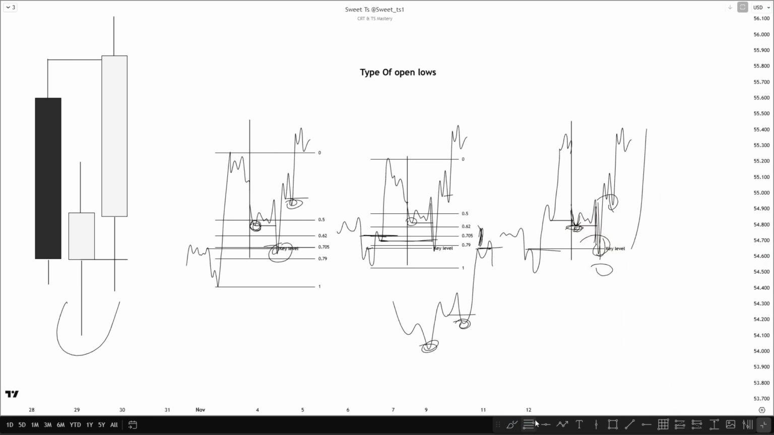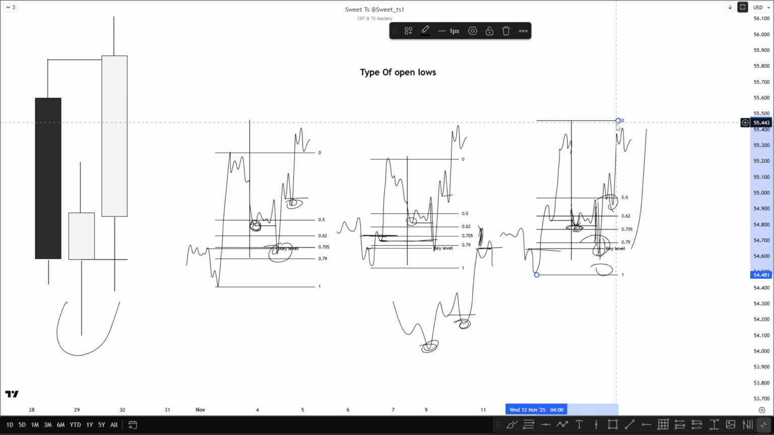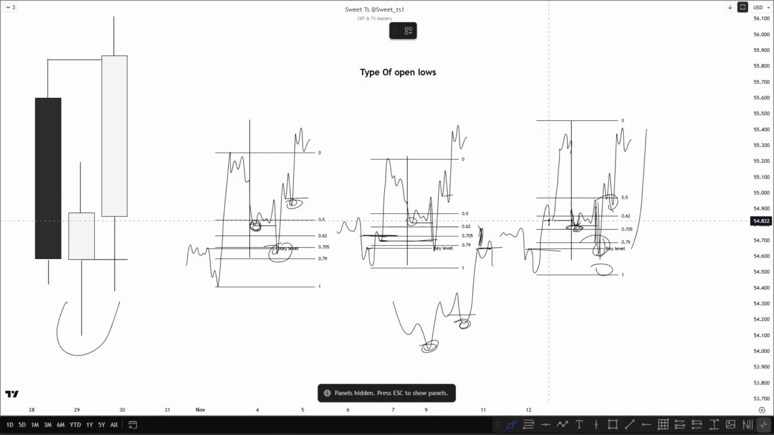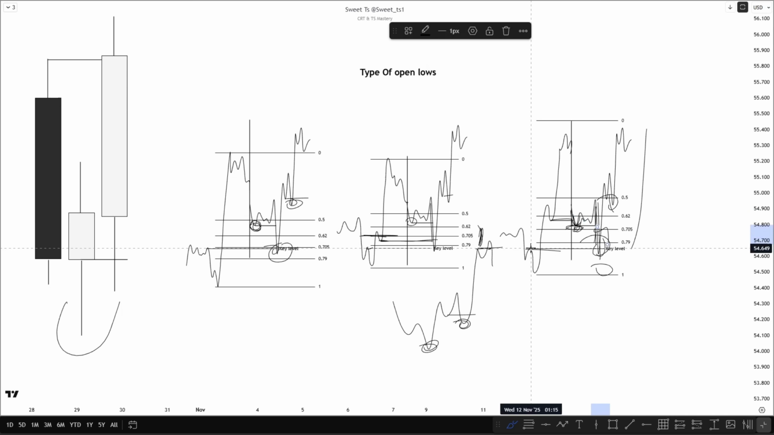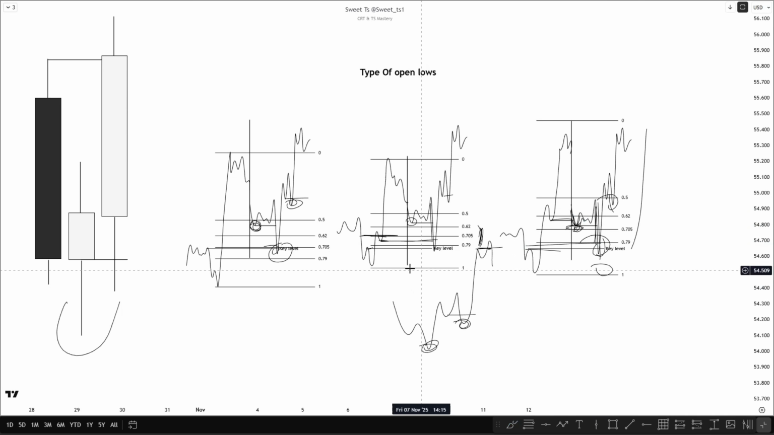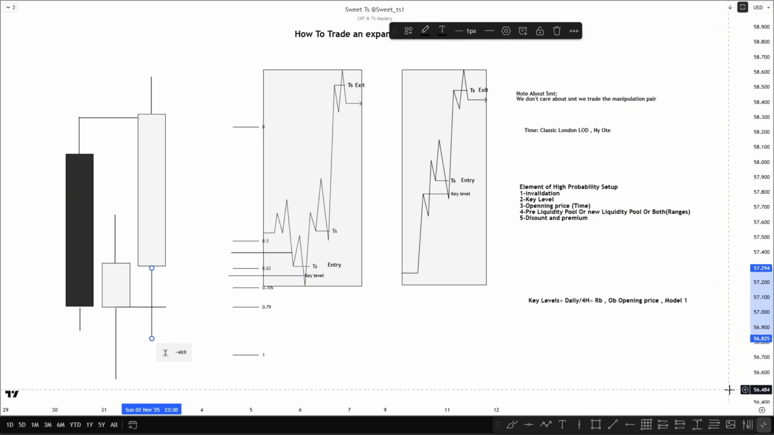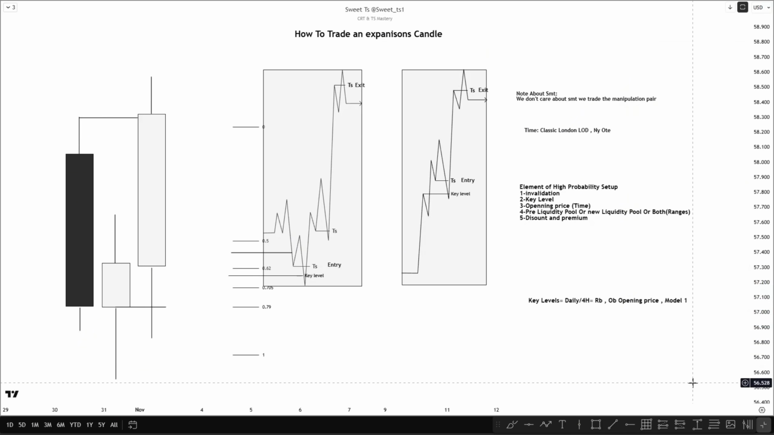So this is something to mention, right? Liquidity pool, engineered, key level, expansion, and the same here. OTE, back to the high, OTE, back to the high. Now, here is how to trade an expansion candle.